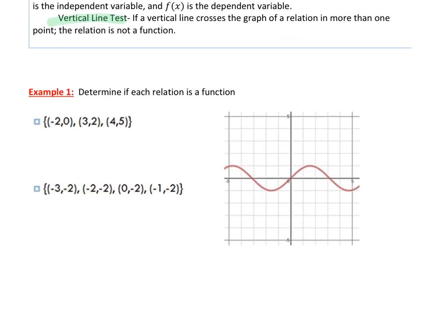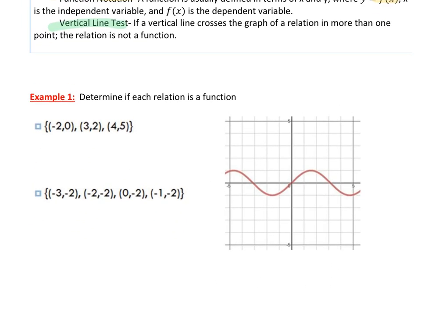So if we look at these first three examples, for the first relation right here, this one is a function. Since the x values do not repeat, we know that it must be a one-to-one function, which means each x only has one y. In this one here, let's see, the x values do not repeat, so again, this is a function.